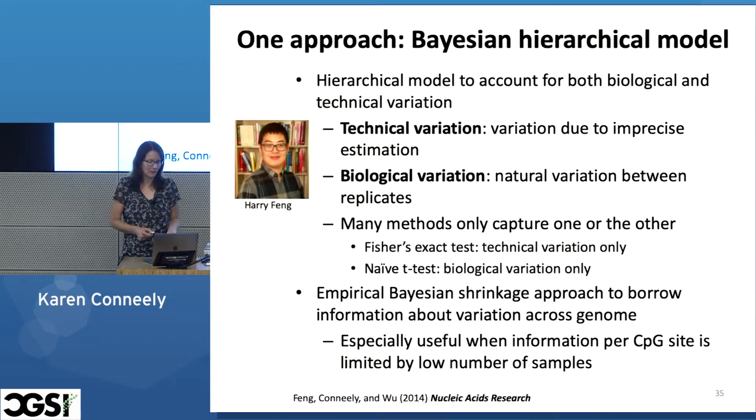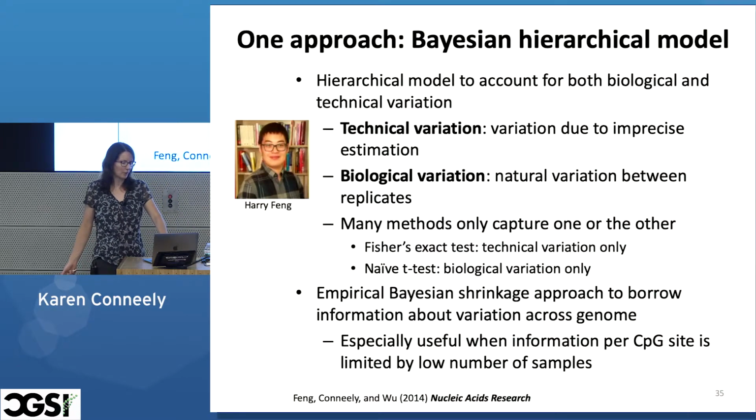So Harry's method is going to account for both the technical and biological variation, as we've talked about. And then it's going to use an empirical Bayesian shrinkage approach that is going to borrow information about variation across the genome. And the reason to do this is because we expect to have a low number of samples. Information per CpG site is very limited in this scenario. It becomes very difficult to estimate certain quantities, especially things like variance and dispersion.